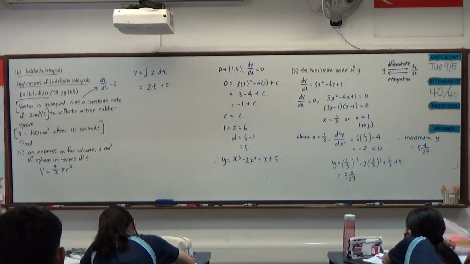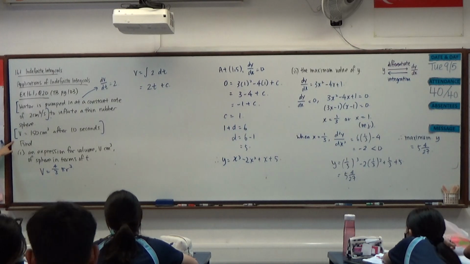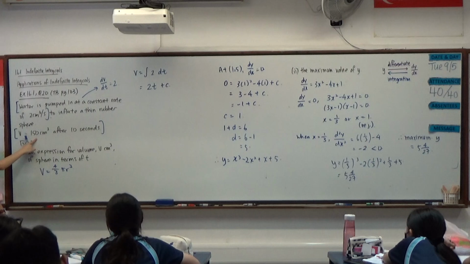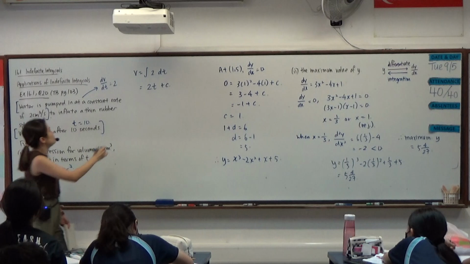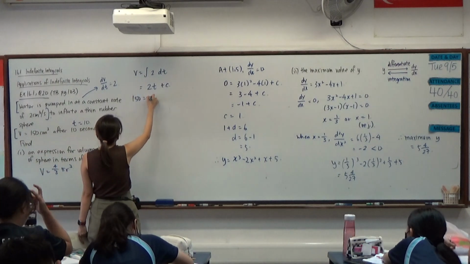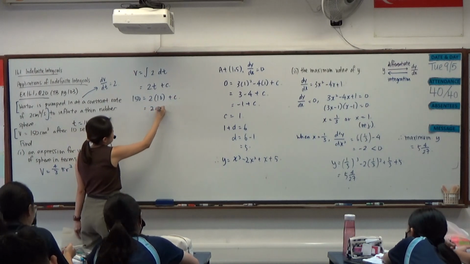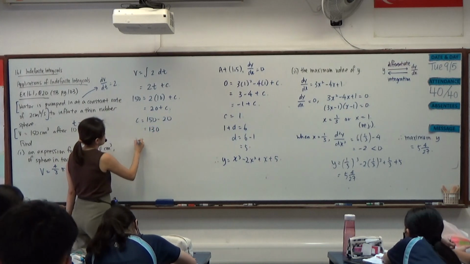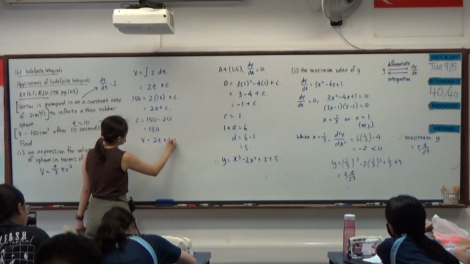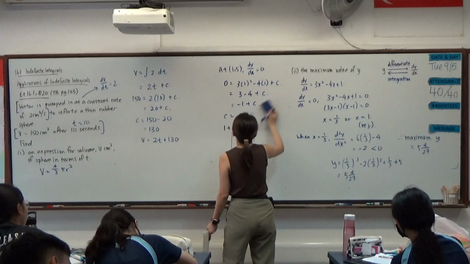But that is not all, because we have a value of c. So we must find out what the value of c is, and that is by making use of this information, whereby the volume V is 150 after 10 seconds, that means t equals 10. So volume 150, t equals 10, and that will help us to find out the value of c. So volume is equal to 2t plus 130.